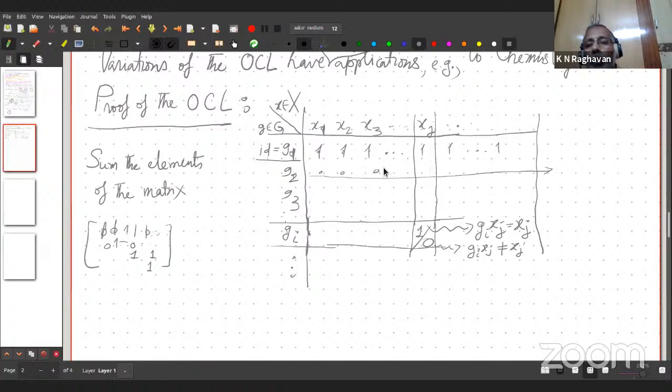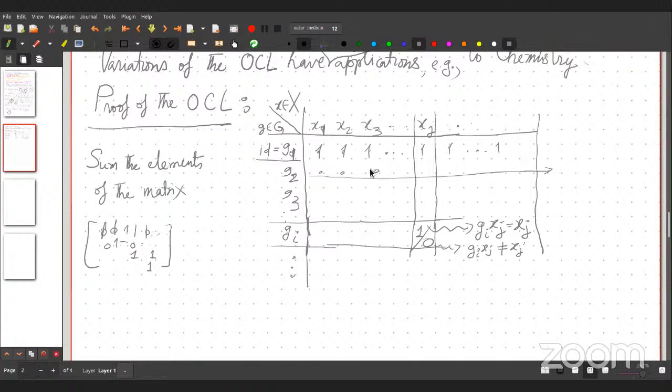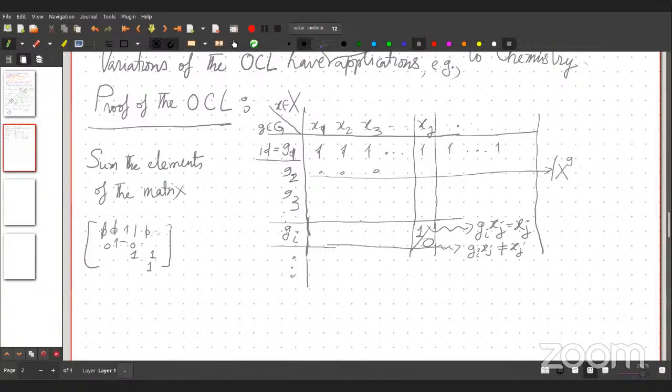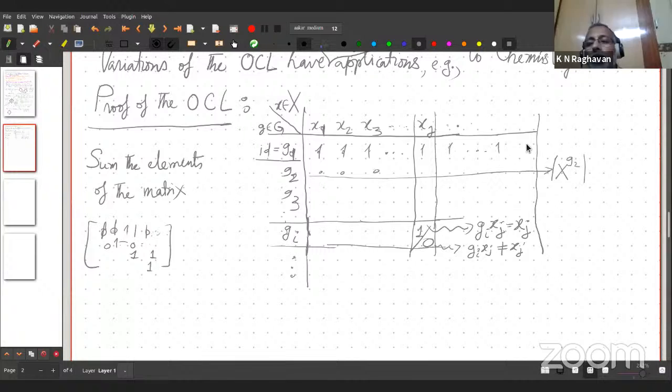So when I add all these, I'm just adding the orders, the cardinality of the x power g1. Very good. It is the cardinality of x power g2, right? Here it is x power g1, and so on. Here in the ith place, it is x power g sub i. Correct?